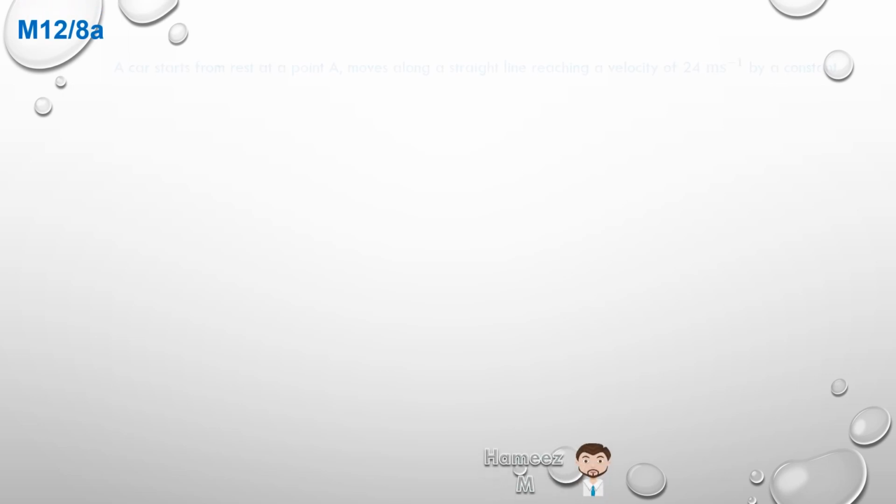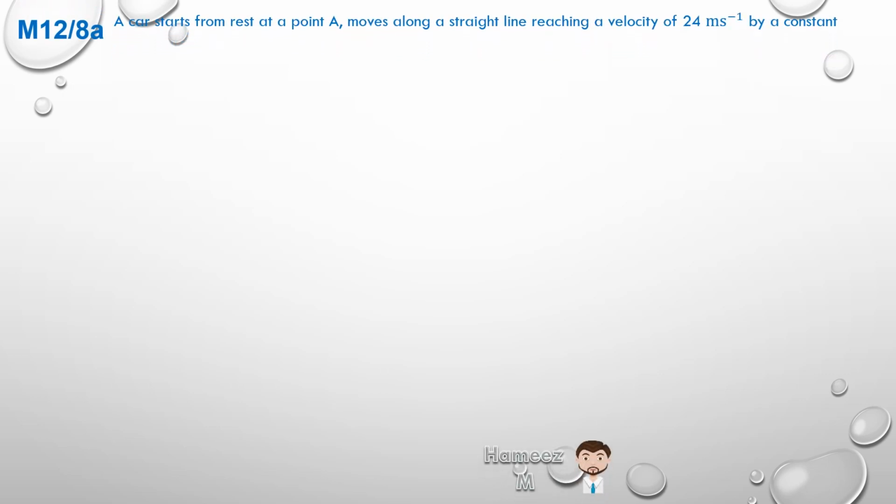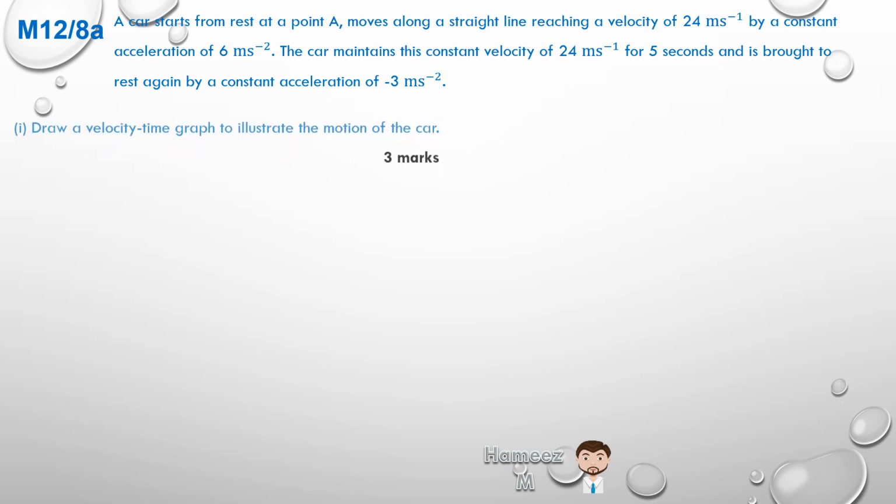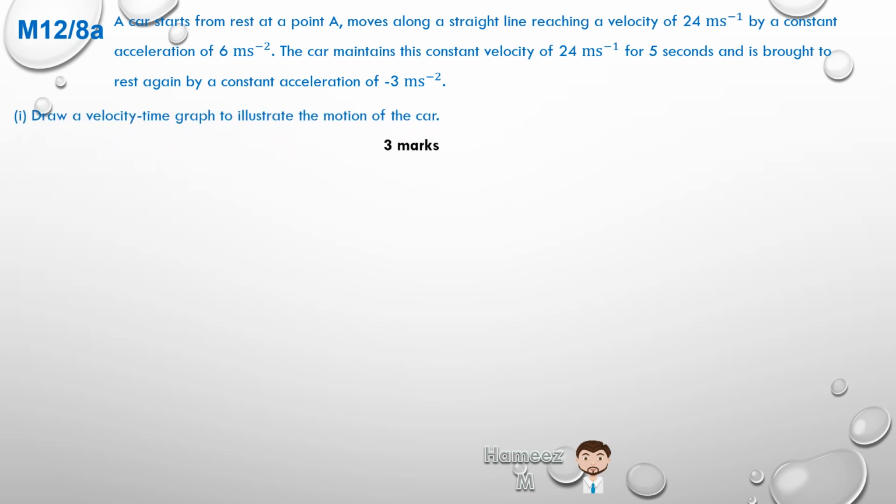May 2012, number 8A. A car starts from rest at a point A, moves along a straight line reaching a velocity of 24 meters per second by a constant acceleration of 6 meters per second squared. The car maintains this constant velocity of 24 meters per second for 5 seconds and is brought to rest again by a constant acceleration of minus 3 meters per second squared, which means that it is decelerating until it comes to rest. Part 1. Draw a velocity time graph to illustrate the motion of the car.